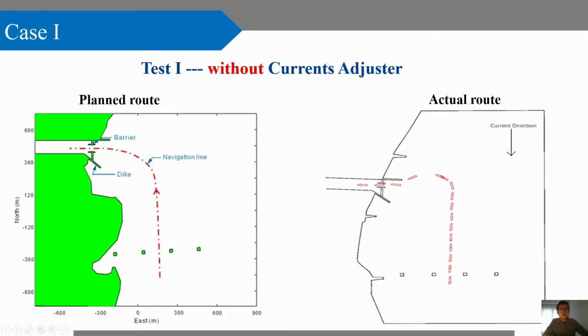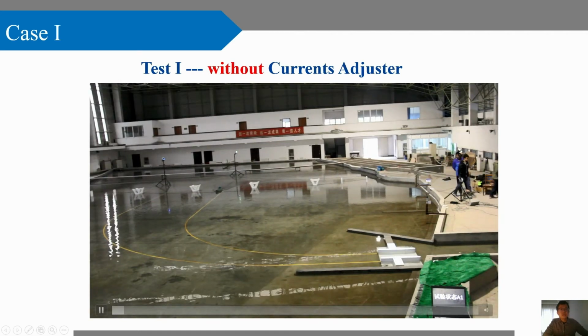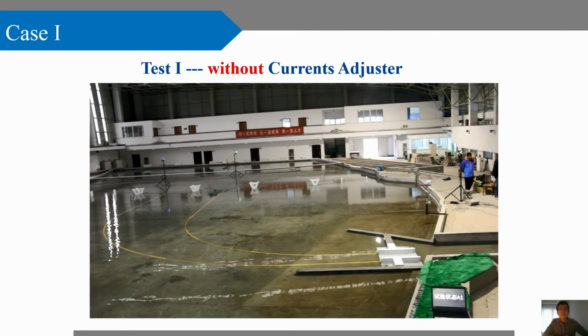Here are the results of the experiment. Firstly, as a comparison, we use the route planning algorithm without considering current effects. The left picture shows the planned route, which is a red line, goes into the center of the canal, while the right picture shows the real trajectory the ship made in the test, and the current comes in this direction. This is a video record of test 1.